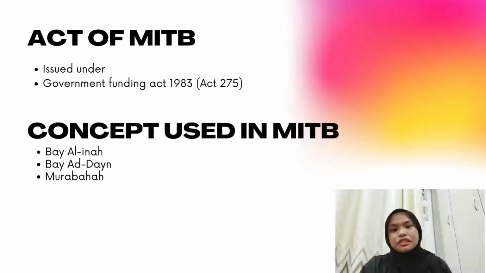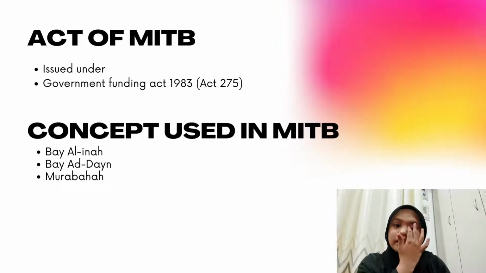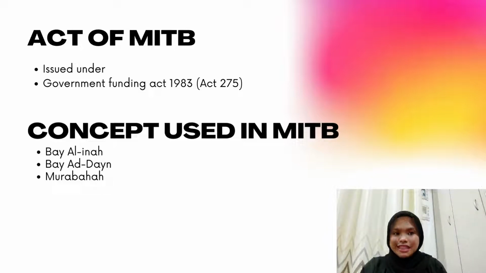Malaysia Islamic Treasury Bills are issued under Government Funding Act 1983. The Acts 637 and 275 authorize the federal government to raise funds within Malaysia for development expenditures such as health insurance, retirement benefits, and national defense. It is also to refinance maturing debts.